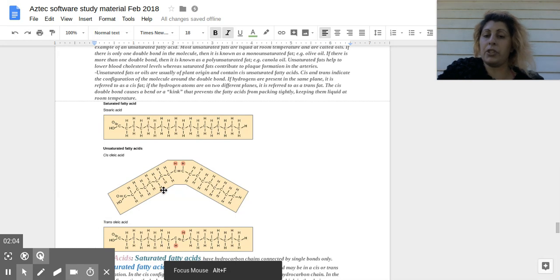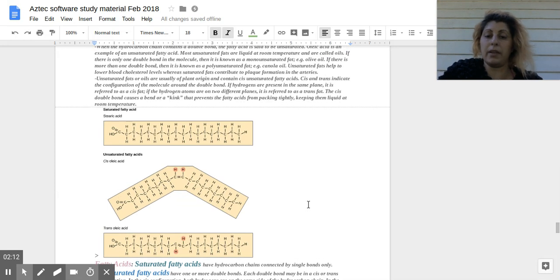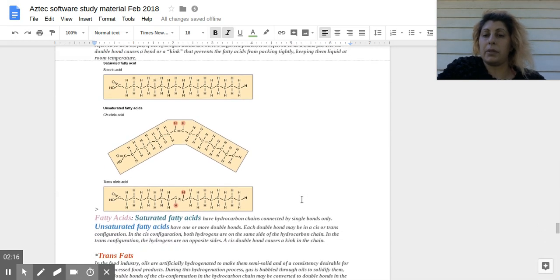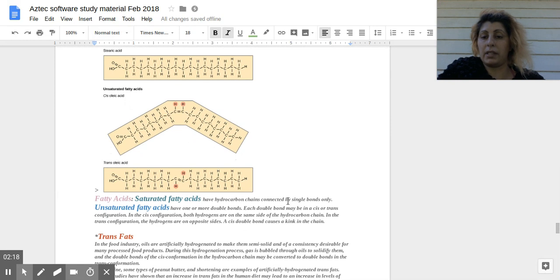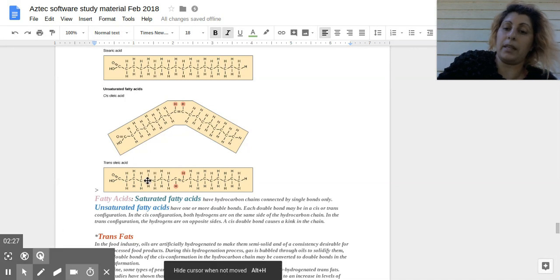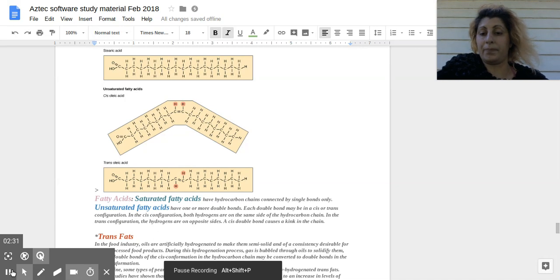So oils are turned into more solid forms by a process where trans fats are formed, such as in the making of margarine, for example. This is called a trans fat. So it's unsaturated, but it's still a straight chain, and it's more rigid and solid because there's no kink in the molecule, even if there is a double bond.